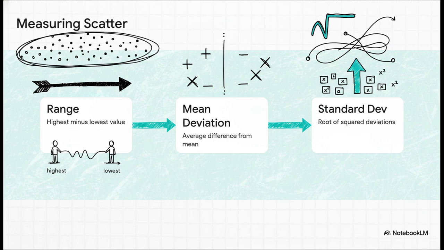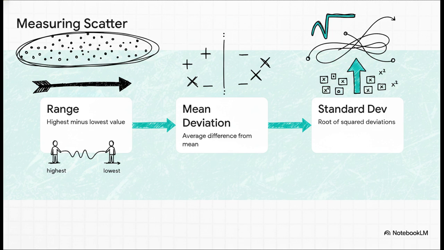Step 1 is range, literally just the difference between the highest and lowest values. It's incredibly quick to find, but rough and highly vulnerable to random outliers. Step 2 is mean deviation. It's better because it looks at the average of differences from the mean. But mathematically, it just ignores minus signs. It treats a step backward exactly the same as a step forward, which honestly makes mathematicians super nervous.